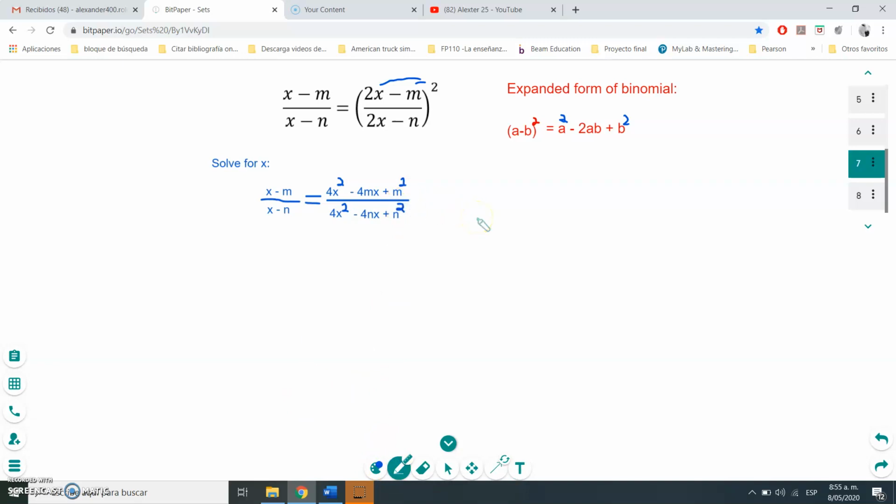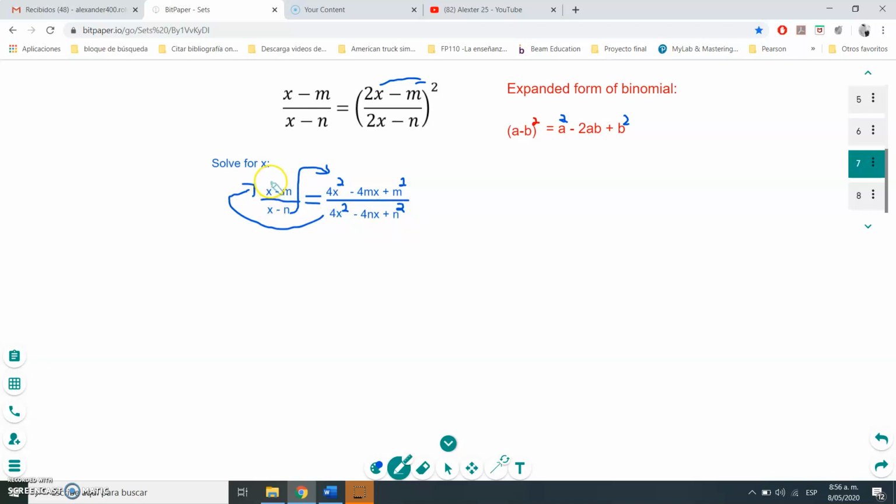Now listen, we have two fractions, so we have to organize these fractions. How can we do this? We have to remember, this denominator comes to multiply the other side's numerator, and this one comes to multiply this denominator. So we are going to do it step by step. We have to multiply x times all of this, times 4x squared minus 4nx plus n squared. And then we multiply minus m by all of this.